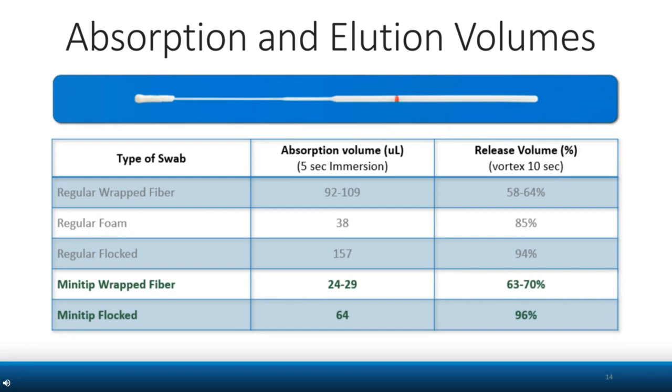Also, if you look at the mini-tipped swabs, these are the swabs that would be used for a nasopharyngeal collection, for example. So they have a much smaller tip on the end, as you can see. And again, these mini tips can be made from wrapped fiber, or they can be made from flocked nylon. Looking at the absorption volume, you can see that the traditional mini-tipped wrapped or spun fiber swabs absorb about 25 to 30 microliters as compared to the mini-tipped flock swab, which will absorb 64. And again, much better release volume or elution volume associated with the mini-tipped flock swab at 96% compared to the fiber-wrapped swab at 65 to 70%.